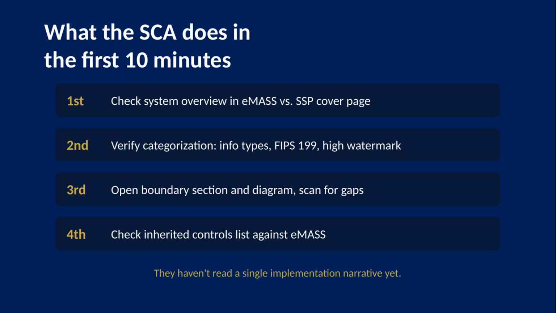That's 10 minutes. They haven't read a single implementation narrative yet. If they found a problem in any of those 4 checks, the package is already being drafted for return. Most SSP returns happen before the assessment starts. They happen in these first 10 minutes. That's why the first 4 sections matter more than anything in the narrative.